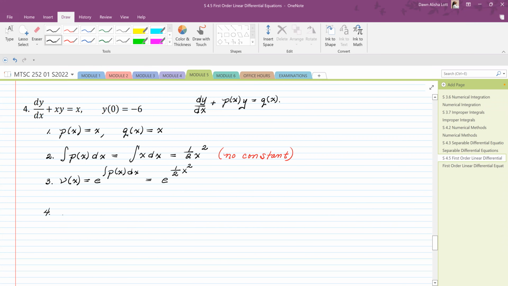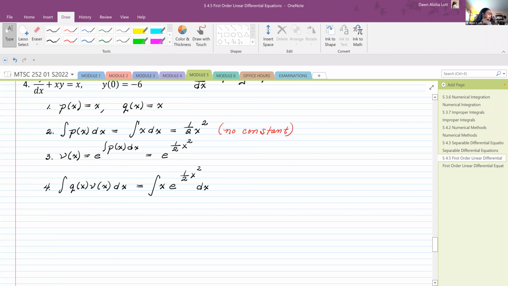The integral of q of x, v of x, dx. So that's the integral. Q is x, and then I'm going to get e to the 1/2 x squared dx. Okay, how do I integrate this? Again, I always ask, first and foremost, do you see a function and its derivative or a multiple of its derivative anywhere nearby? Yes. Okay, so what do you see? The x and the x squared over 2.